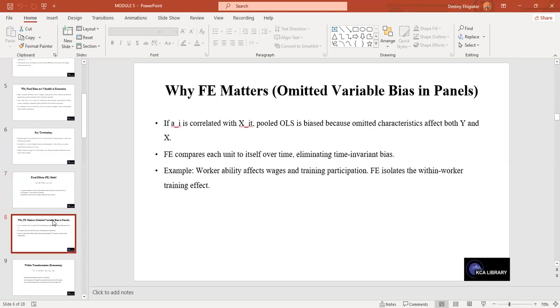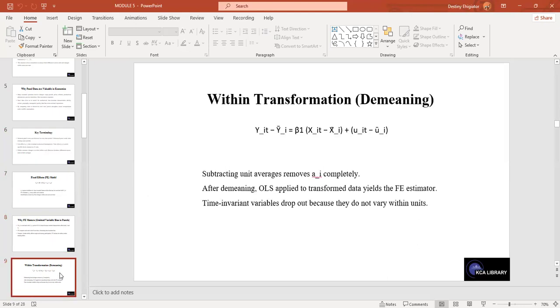Why does FE matter? If A subscript i is correlated with X, pooled OLS is biased because omitted characteristics affect both Y and X. Fixed effect compares each unit to itself over time, eliminating time invariant biases. An example is a worker's ability affecting wages and training participation. FE isolates the within-worker training effect.